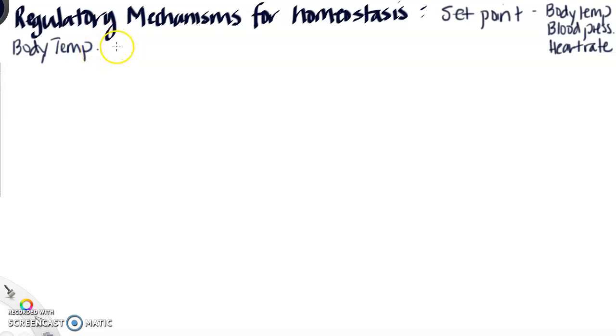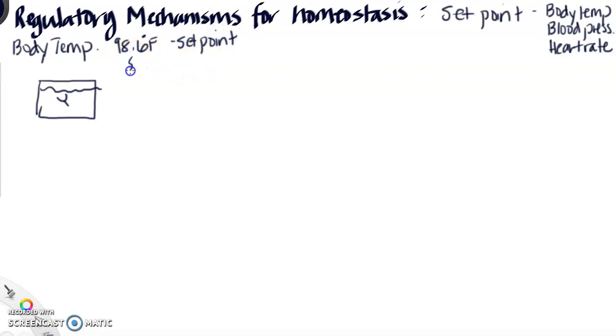Okay, so if we use body temperature as an example, we'll just pretend that normal body temperature is indeed 98.6 degrees Fahrenheit. Okay, so your skin has little receptors in it, and these little receptors detect changes in temperature. Okay, so let's say normal is 98.6. This is the set point.